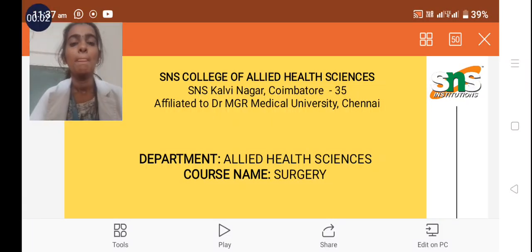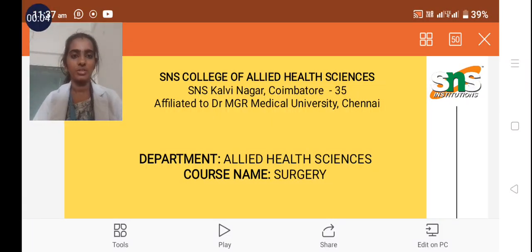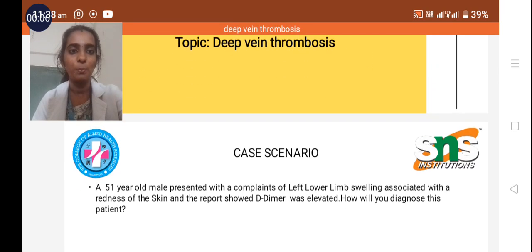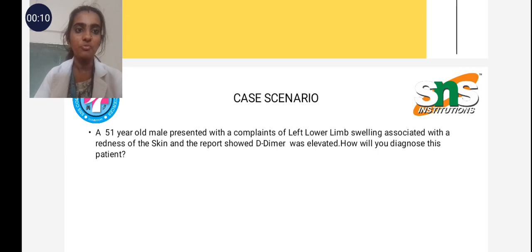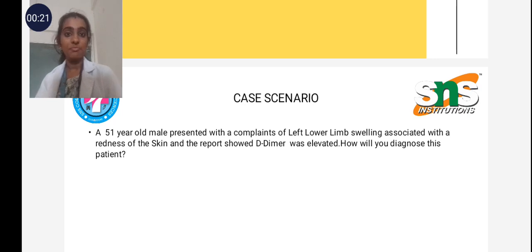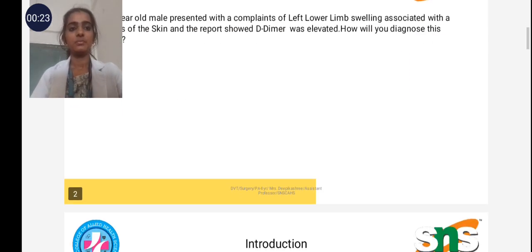So good morning all. Now we are going to see a case study of one condition in surgery topic. A 51-year-old male presented with complaints of left lower limb swelling associated with redness of the skin, and the report showed D-dimer was elevated. How will you diagnose this patient? So this is the deep vein thrombosis case.